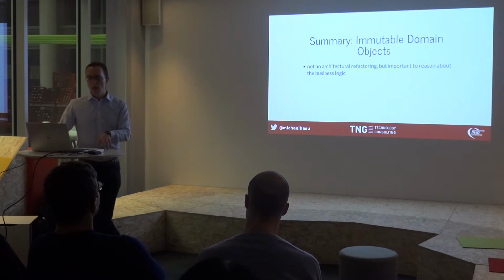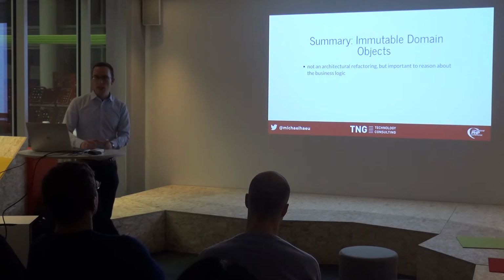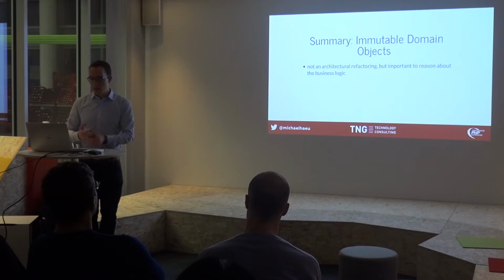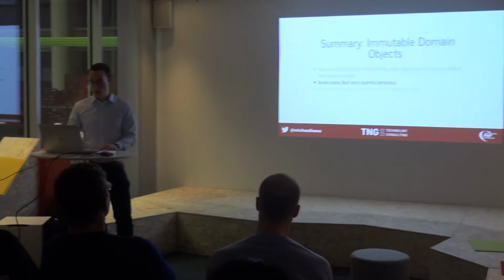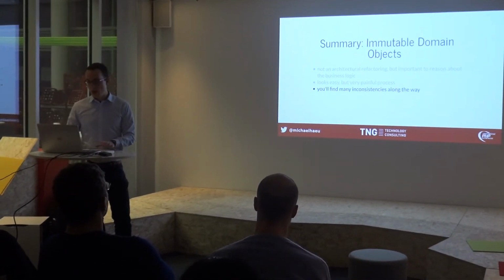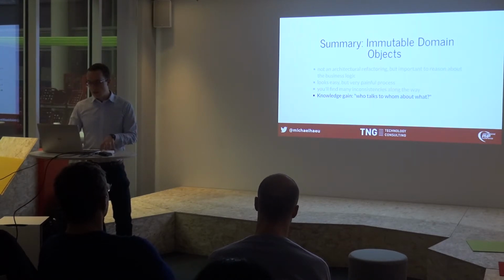You can start talking about architectural interfaces if there are no clear interfaces. If you're passing around products that sometimes have an article ID, sometimes have an ID, and sometimes have an article number, it's just going to create a mess. Looks easy at first, but this is a very, very painful process and an ongoing process, and you're going to find a lot of inconsistencies along the way. So the knowledge you gain from this is who talks to whom and about what.